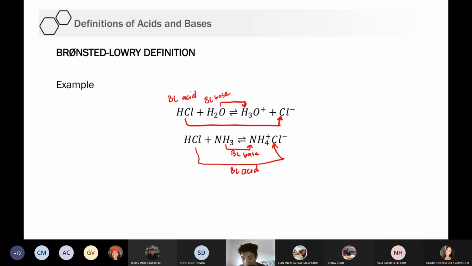So, from HCl, naging Cl minus. Since nawalan siya ng proton, yan ay acid. Yung H2O, naging H3O plus. Since siya ay nadagdagan ng H+, siya yung base. Kung sino yung nadagdagan ng H, siya yung base. Kung sino yung nabawasan ng H, siya yung acid.